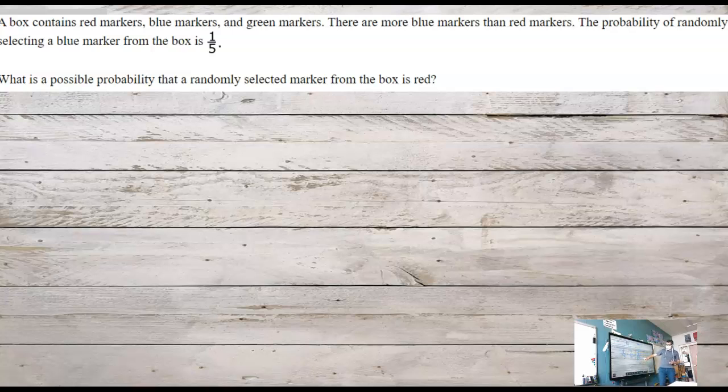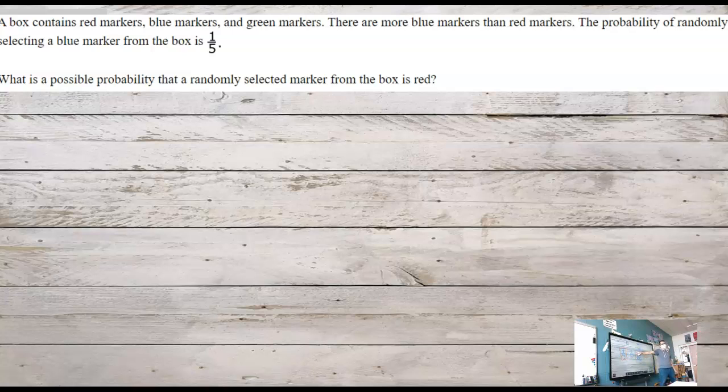A lot of times we want to use an unsimplified version, because then they ask us, what's the possible probability that the selected marker is red? Red has fewer markers. Can I have half of a marker? No, you can't have half a marker. So I have to use one of these bigger probabilities, and I can say red could be 3 out of 20, because that's less. Or you can just make it 1 out of 20. If you want to be safe, you do not need to use the 5 in the denominator.